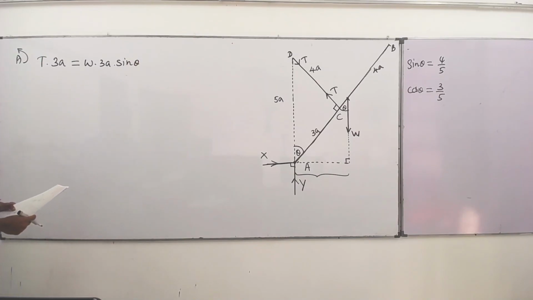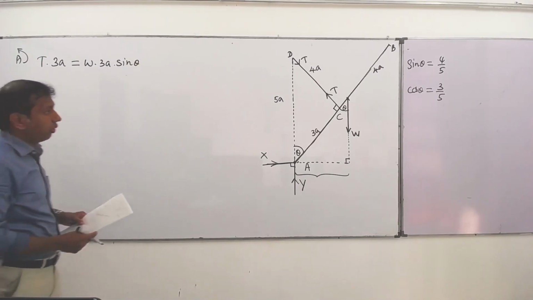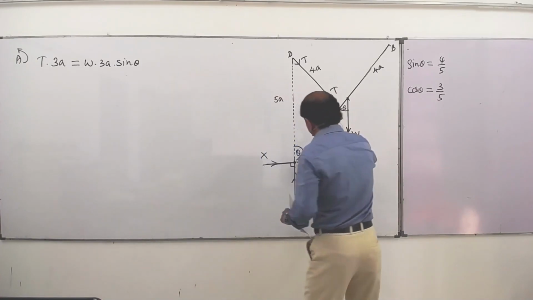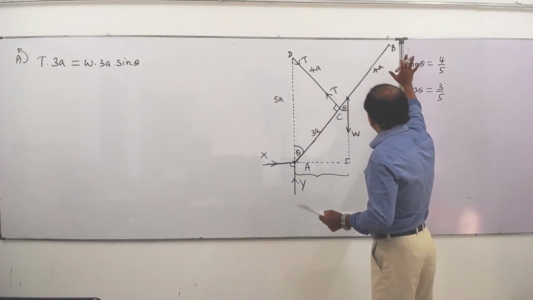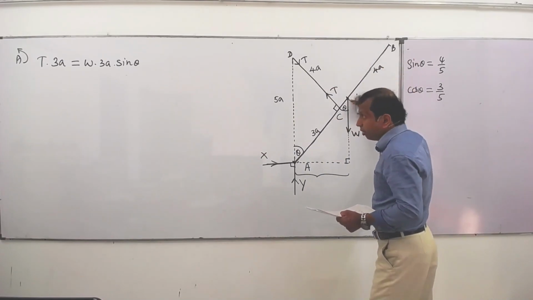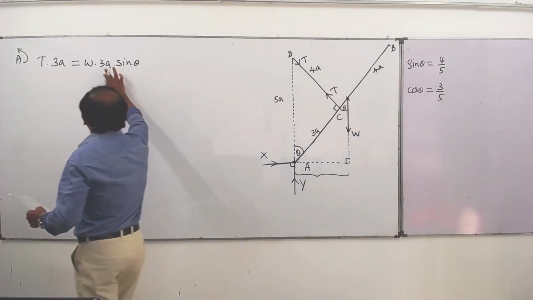Okay? Sorry, not 3A, it should be 4A. The length from here to here is 4A, because the whole rod is really 8A and the center of gravity is at the midpoint. This is 4A, not 3A.